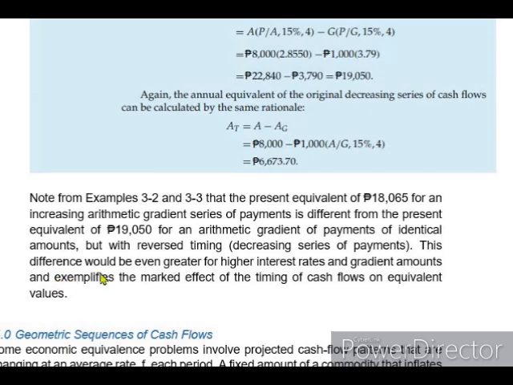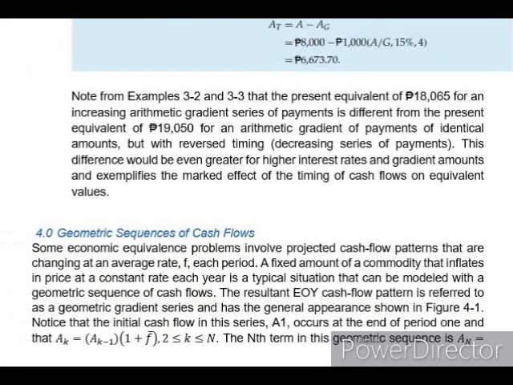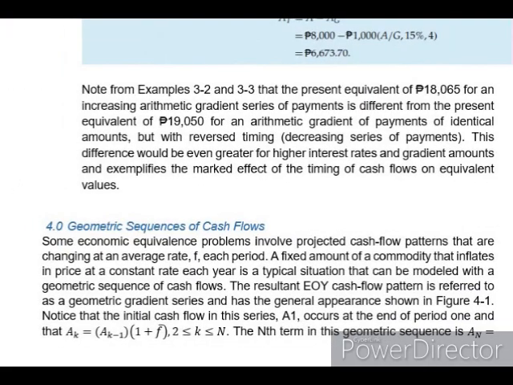So this difference would be even greater for higher interest rates in gradient amounts and exemplifies the market effect of the timing cash flows of equivalent values. Mas mataas daw yung difference niyan pag yung mga interest rate ay malalaki. Okay? So next, tayo dito sa 4.0, sequence of cash flows.